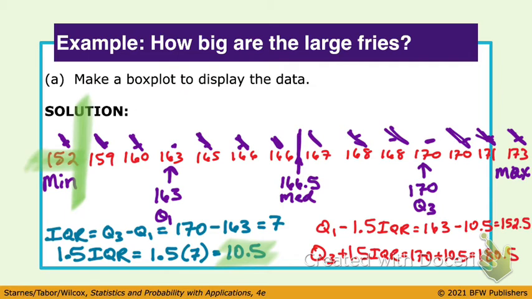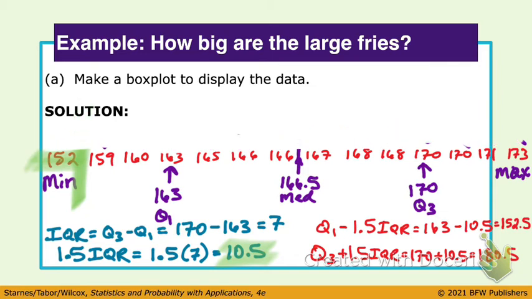All right, now we're going to make our scale for our box plot. I'm going to do this just above my numbers here, just because I ran out of room below. So I'm going to do it up here. All right, so we're going to make our scale first. So let's see, I guess we could go 150 and maybe go by, what do y'all think? Should we go by 2s, 5s? What do you think?